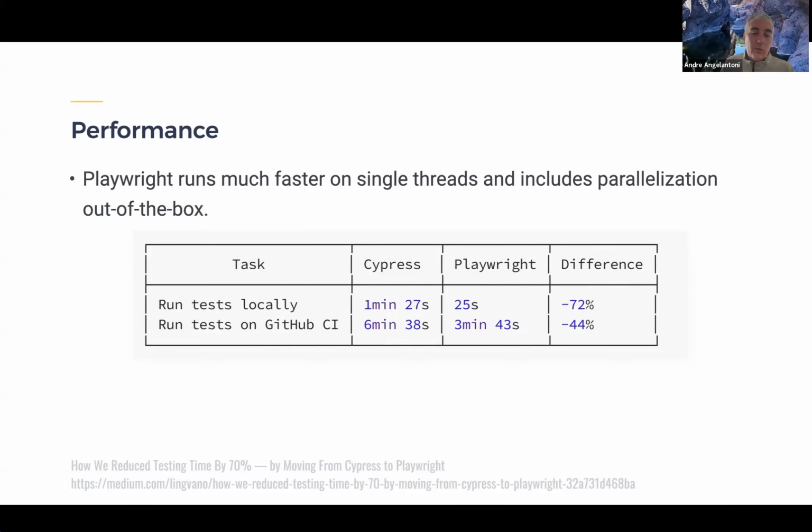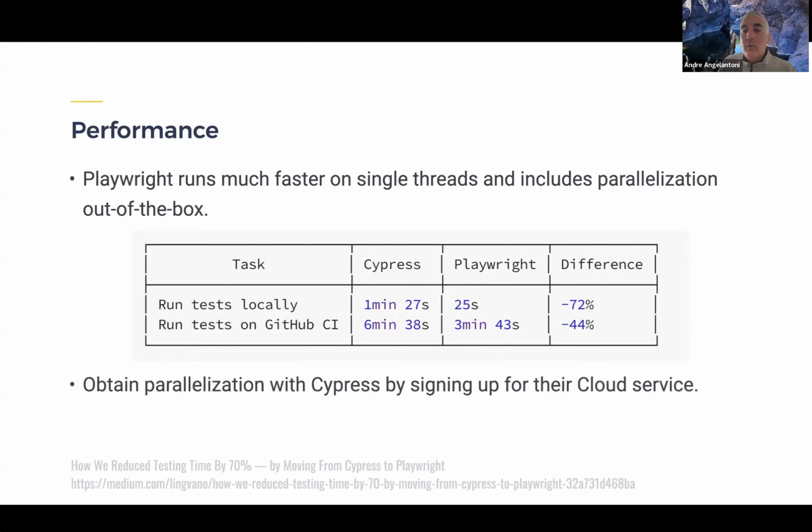So if you're working with Cypress, I'm not saying you must move to Playwright. If it's working for you, keep on going. You obviously have people trained on it. But if you're contemplating moving, she has some really great reasons why they moved away from it and some of the benefits they're getting from it. But you can see it's much faster, Playwright over Cypress. Okay, and we already talked about you can obtain parallelization with Cypress by signing up for their cloud service.